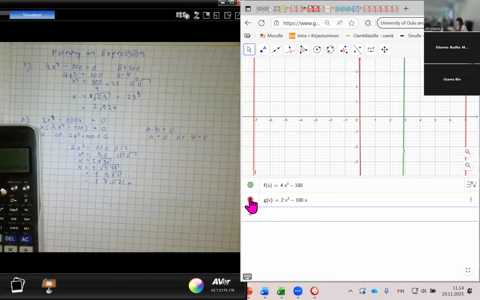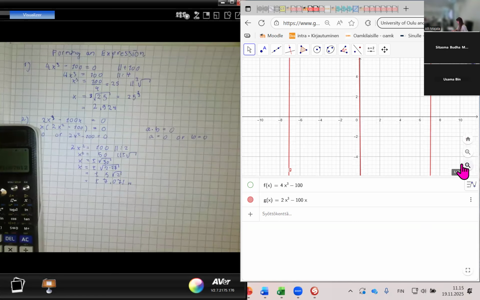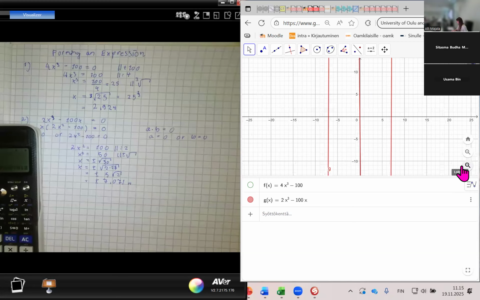If I now click like this, I can see just the first solution. It was about 3. And then this. I can of course zoom in a bit, but I don't know if I will get anything nice looking.